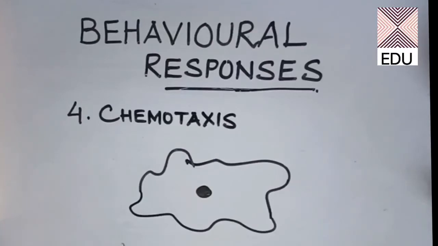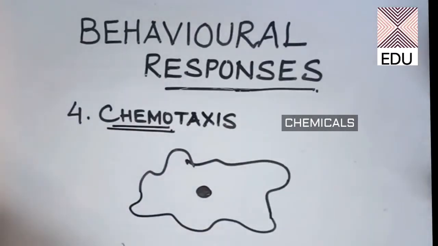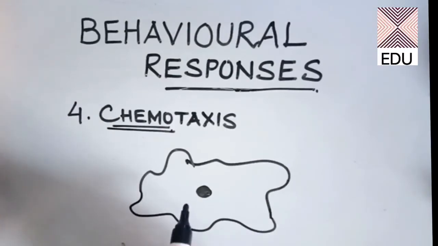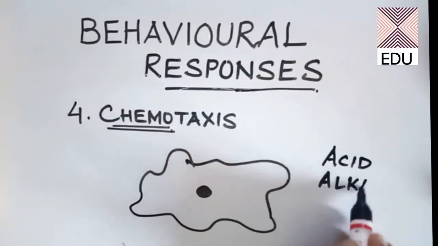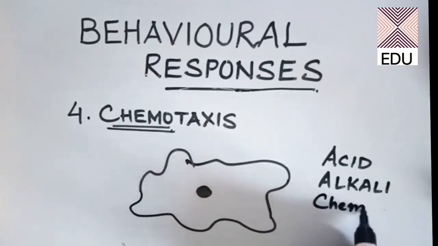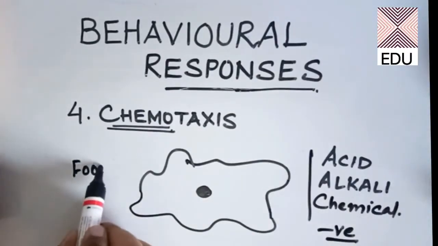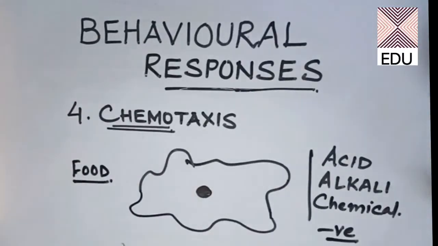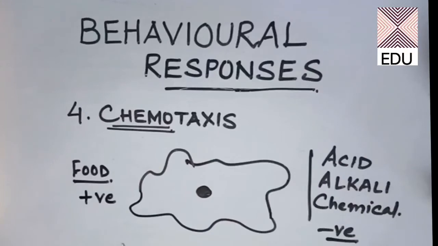The fourth response is chemotaxis. This is the response to chemicals. The amoeba gives a negative chemotaxis to any acid, any alkali, or any kind of dangerous chemical. It will show a negative chemotaxis towards these chemicals. If it is food, which may be dissolved in water or may be particulate food, it will show a positive chemotaxis towards the food particles.